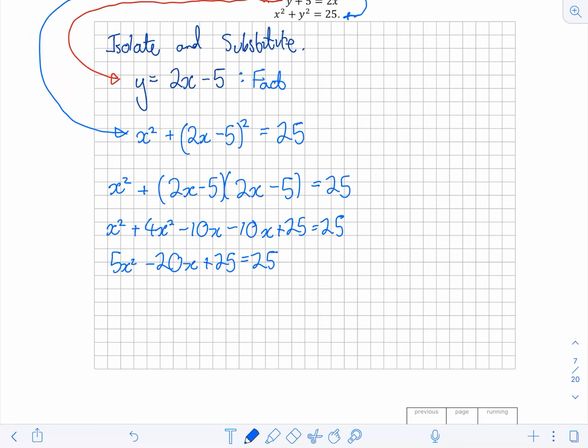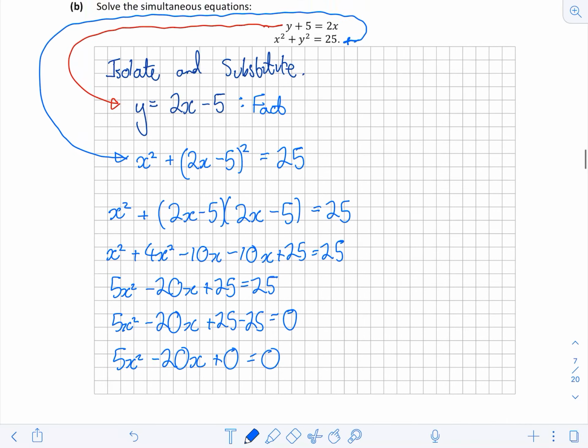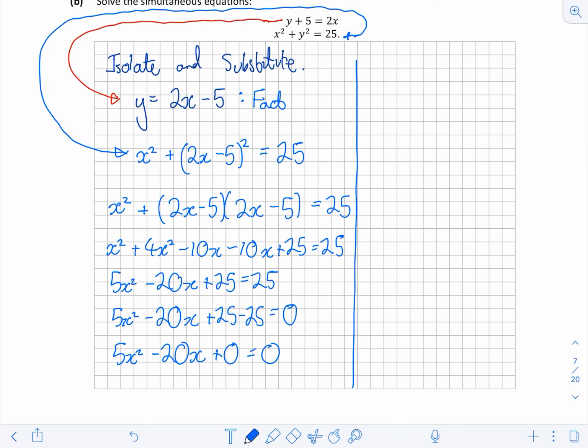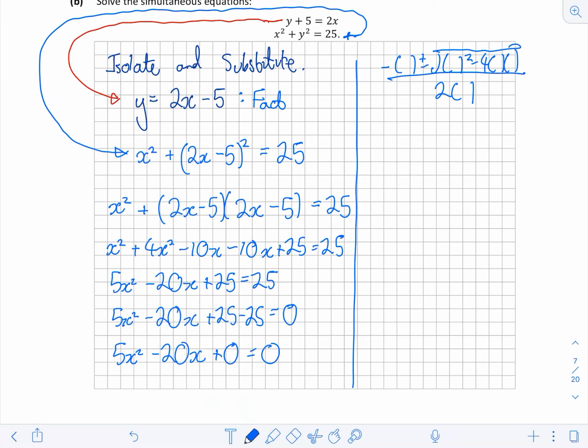So how am I going to get rid of adding 25 on that side? I will go 5x squared minus 20x plus 25 minus 25 is equal to 0. So 5x squared minus 20x plus 0 equals 0. So I can now use my minus b formula. So I go minus b plus or minus the square root of b squared minus 4ac, and that's going to be all over 2a. So, sorry about that. So it's b, which is minus 20, a, which is 5, and c, which is 0, and 2a, which is 5.